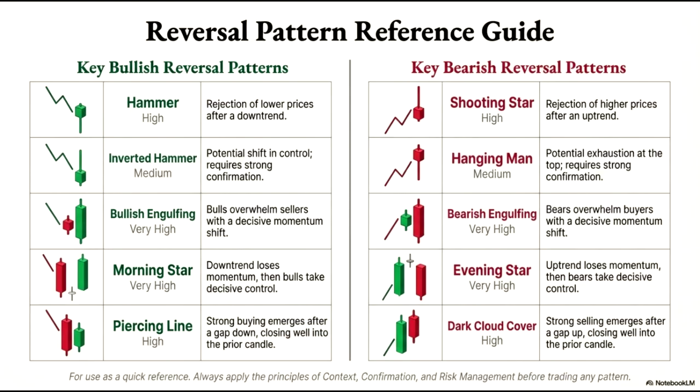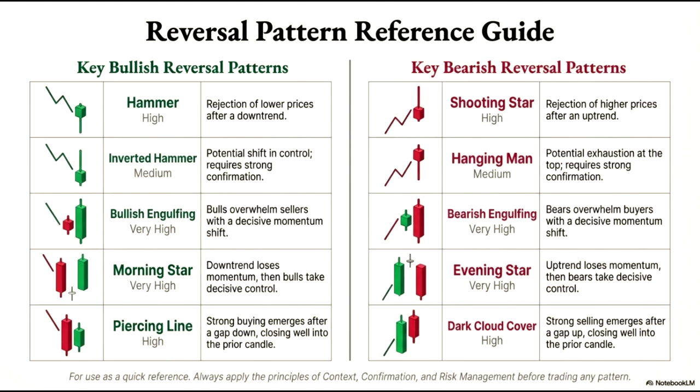Patterns like the bullish engulfing and the morning star carry a very high reliability rating because they represent a decisive shift in control from sellers to buyers. The hammer and piercing line also offer strong indications that lower prices are being rejected. On the right, we have the bearish counterparts. The shooting star and bearish engulfing are particularly significant as they show bears overwhelming buyers at the top of a trend.